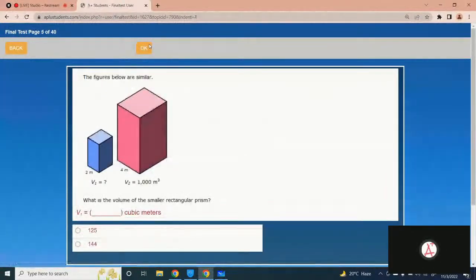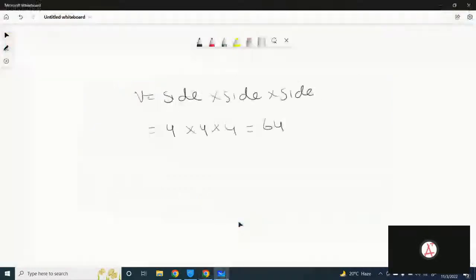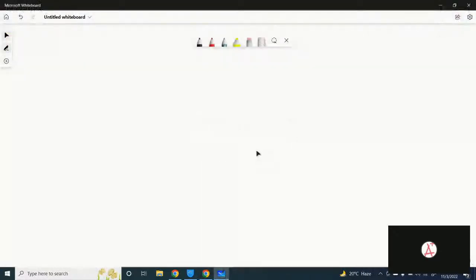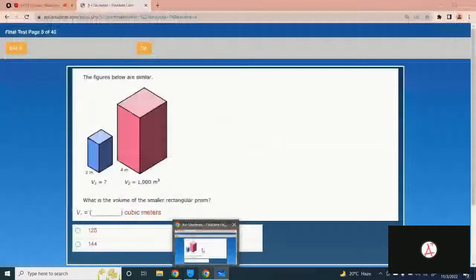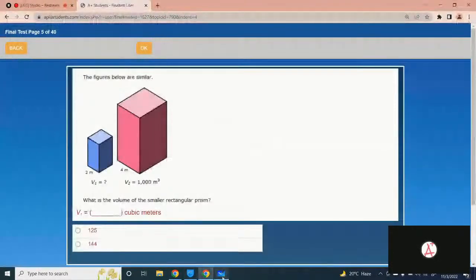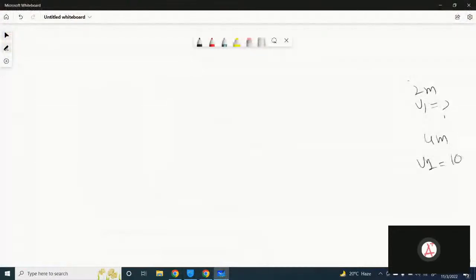The next one says the figures below are similar. What is the volume of the smaller rectangular prism? Let's start. For the smaller one the length is 2 m and you have to find V1, and for the greater one it is 4 m and the volume is 1000. So you have to find the volume of the smaller rectangular prism.